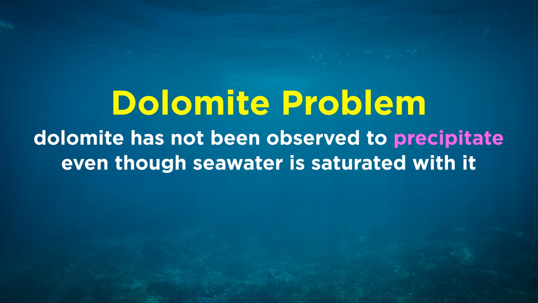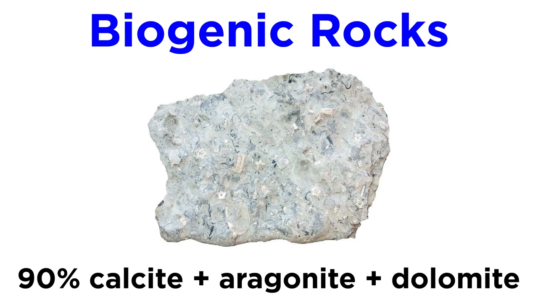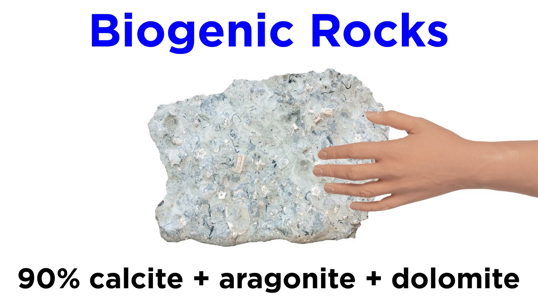Dolomite is prevalent in the geologic record, but has never been observed to precipitate in the modern oceans, even though seawater is saturated with respect to dolomite. This is known as the dolomite problem. Therefore, geologists believe that most dolomite was probably formed by the reaction of calcite with magnesium-rich basinal fluids during diagenesis. Calcite, aragonite, and dolomite make up about 90% of the minerals in biogenic rocks, with the majority being calcite. Because of this, biogenic rocks are mainly classified based on their texture, which we will cover next.